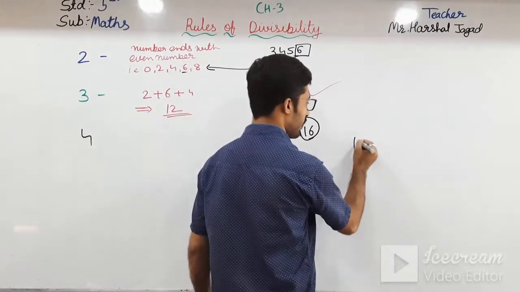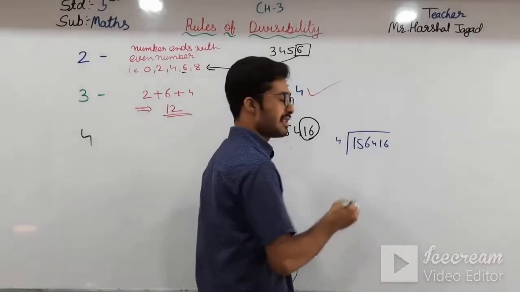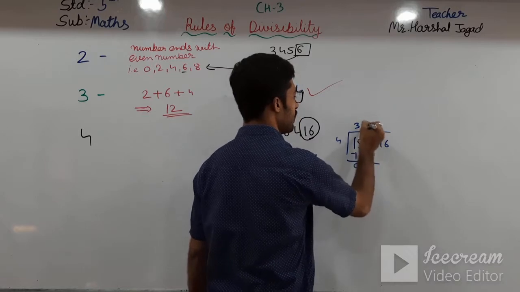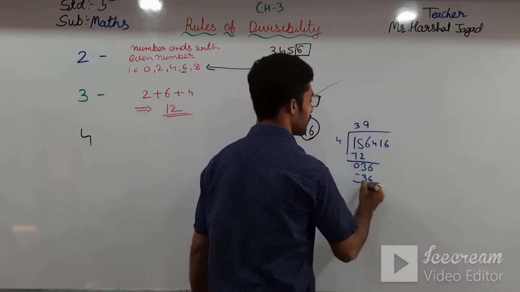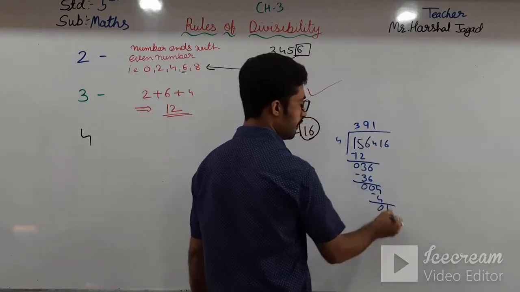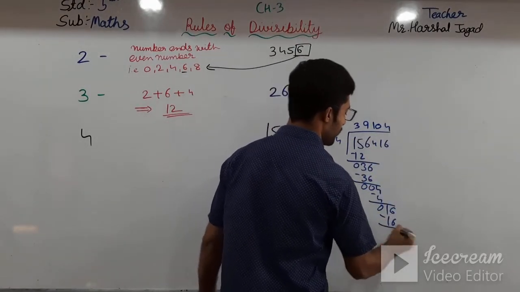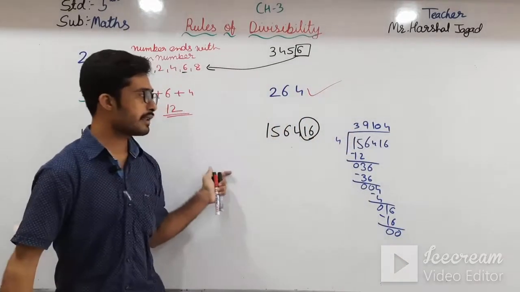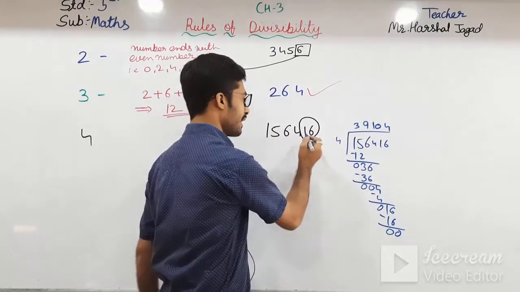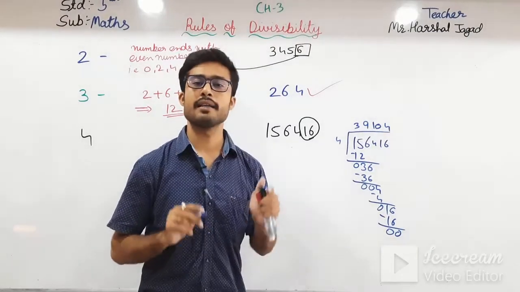Let us check. I also don't know if this number is divisible by 4 or not. Let us check, students. 4 3s are 12, 4 9s are 36. Here 4 1s are 4, 1 not possible, so 0. Here comes 6, 4 4s are 16. So see here students, I have taken a random number. If the last two digits of that number are divisible by 4, then that number is divisible by 4.